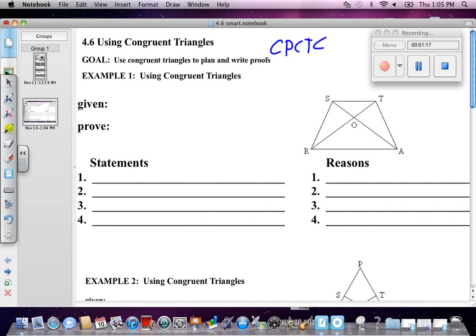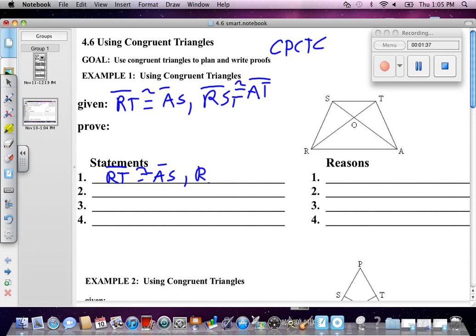Okay, so we're going to start with the given. The given here is that RT is congruent to AS, and RS is congruent to AT. Okay? So we're going to write this in the given spot. Is there anything else on here that we know has to be congruent to each other? We know RT is congruent to AS. We know RS is congruent to AT.